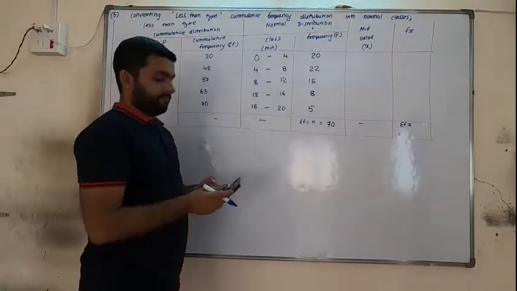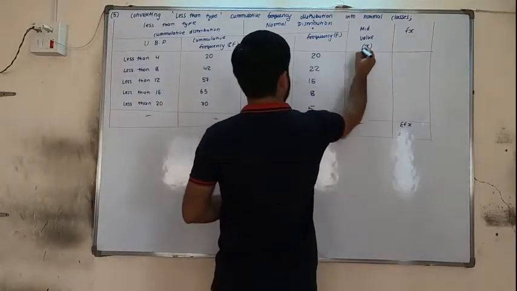Okay. Now we will find the mean value. 0 plus 4 by 2 is 2.